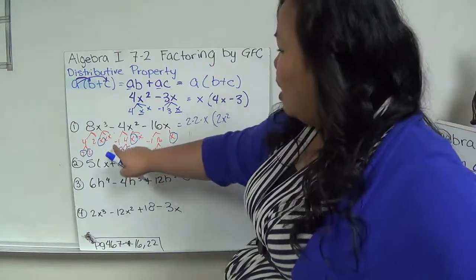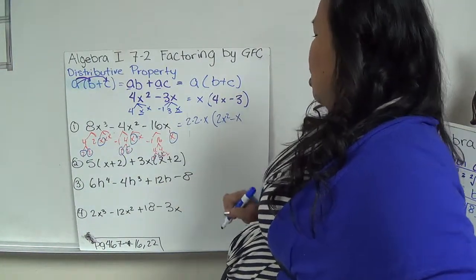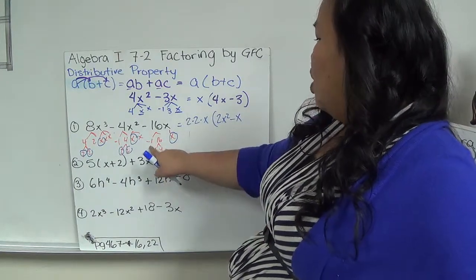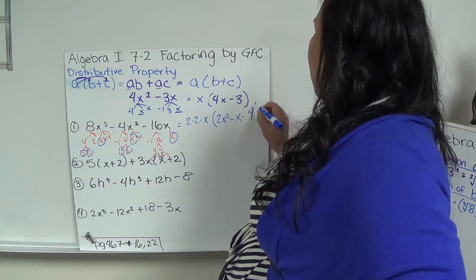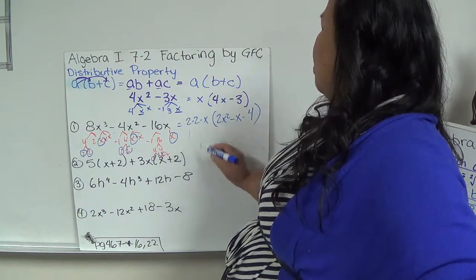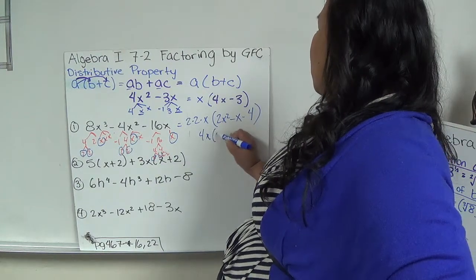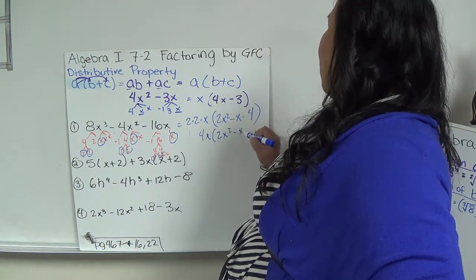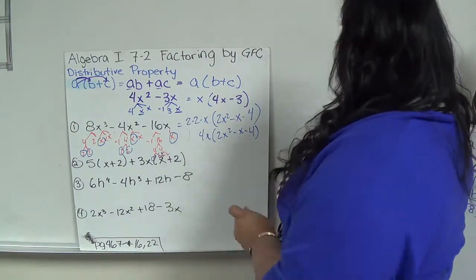On this one I have a negative 1 and an x, so negative x. And this one I have a negative 1 times 2 times 2, so negative 4. So now I've worked backwards. And this, again, is great because I can easily check by multiplying it back.